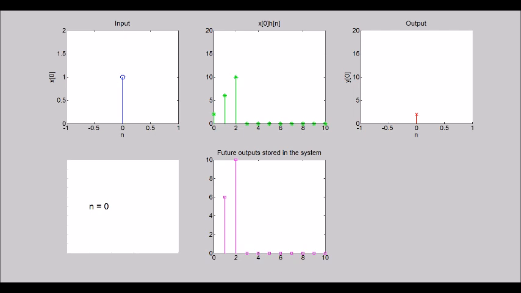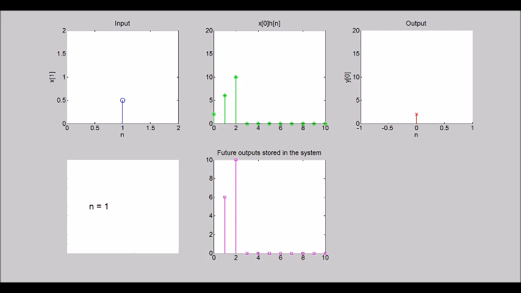The system has memory, it's got some internal state where it stores energy, and those 2 future impulse response terms are going to be used to affect the system output at future time steps. And we see that when we start to look at time n equals 1.